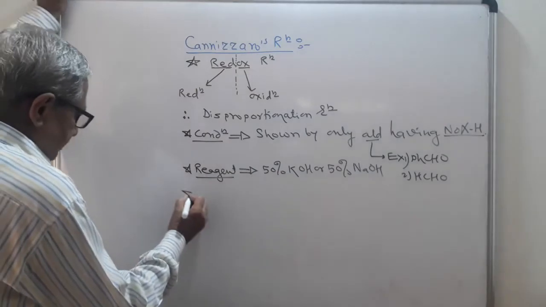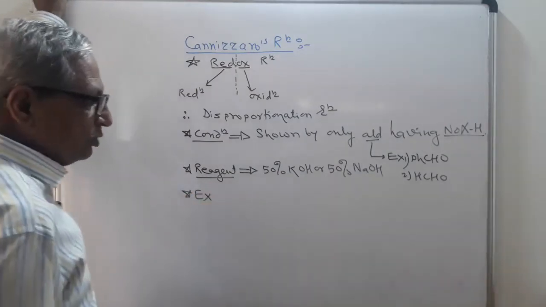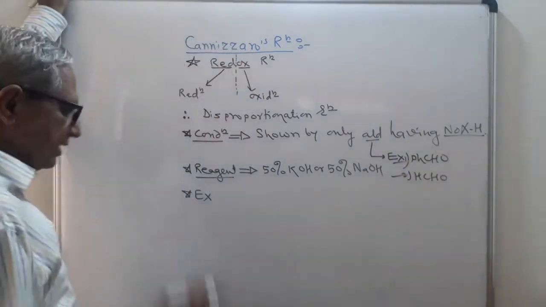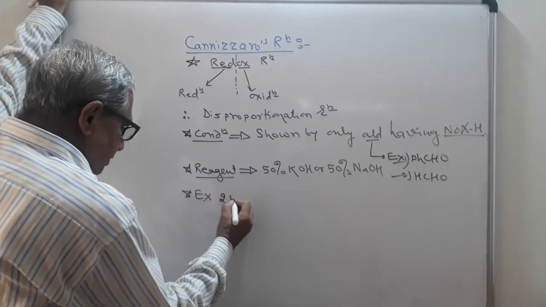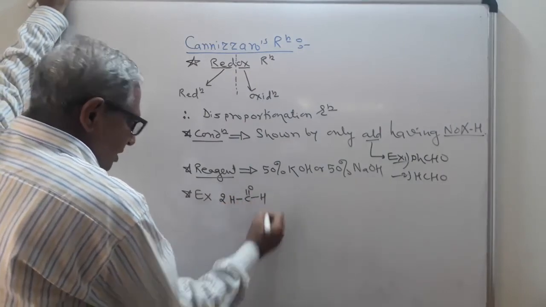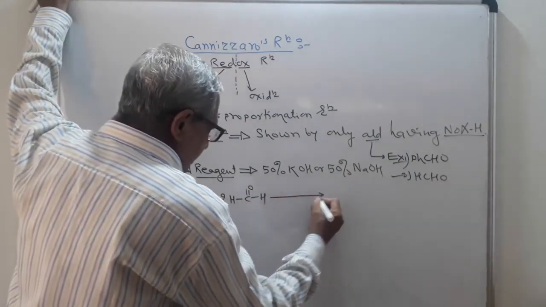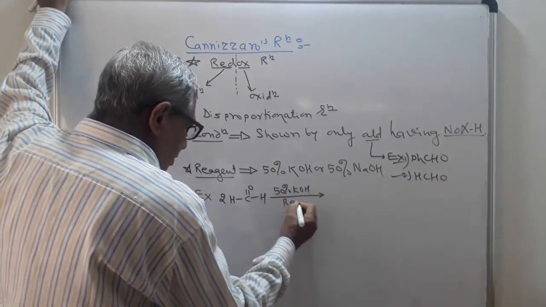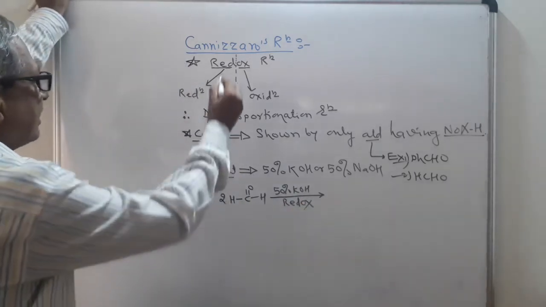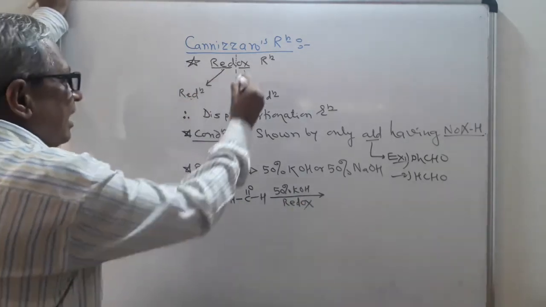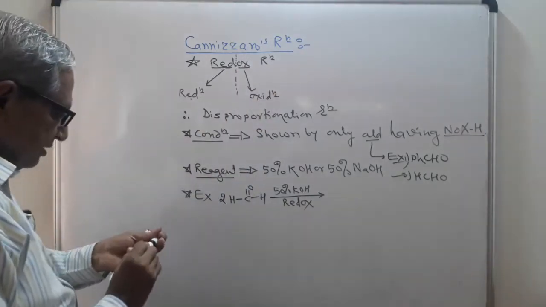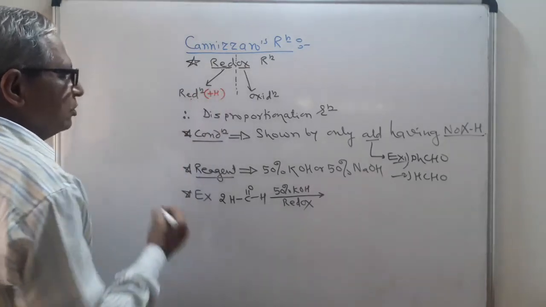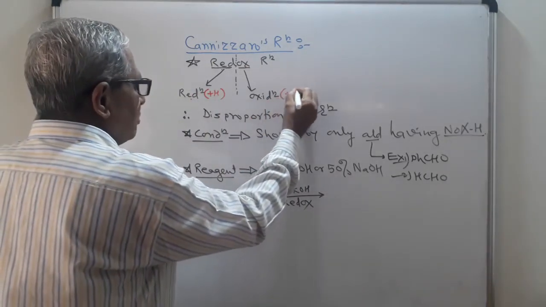Next point here, examples. I will give two examples: one example of formaldehyde, second example of benzaldehyde. See the example. Two molecules of formaldehyde, when treated with 50% KOH or NaOH, undergo a redox reaction. I was explaining the meaning of redox. One will undergo reduction, another will undergo oxidation. You know the meaning of reduction, addition of hydrogen. You know the meaning of oxidation, addition of oxygen.